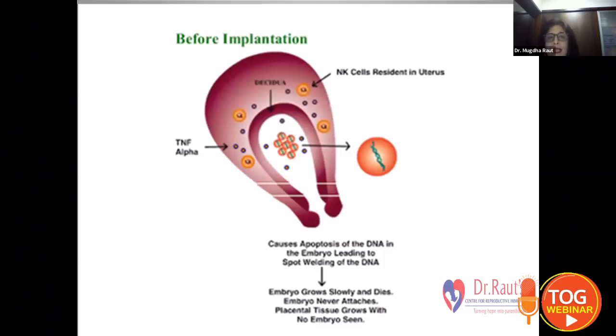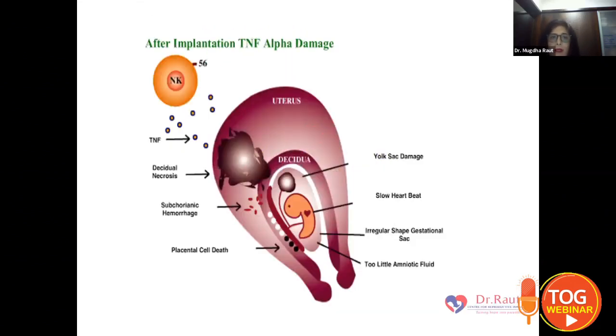Before implantation, the natural killer cells which are resident in the uterus and the TNF alpha again cause apoptosis of the DNA in the embryo, leading to spot welding of the DNA. The embryo grows very slowly and dies, or the embryo never attaches, or the placental tissue grows with no embryo in it. After implantation, the TNF alpha damage and the natural killer cells can cause decidual necrosis. They cause subchorionic hemorrhage, placental death, yolk sac damage, a slow heartbeat in the early stages of pregnancy, irregular gestational sac, and too little amniotic fluid.